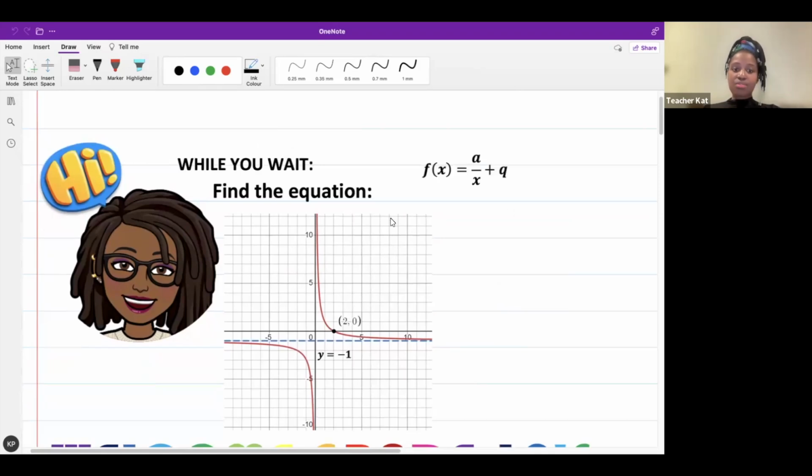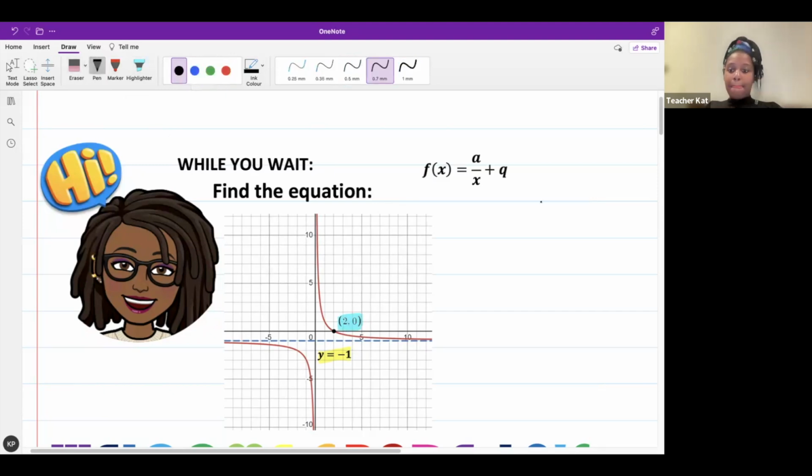Do it now, and that is finding the equation of a hyperbola. All right, so let's look. What are we given on the graph? We use this graph to find the equation. Now we've been given an asymptote here, which is y is equal to -1, and we've been given a point, one of the points, which is (2, 0).